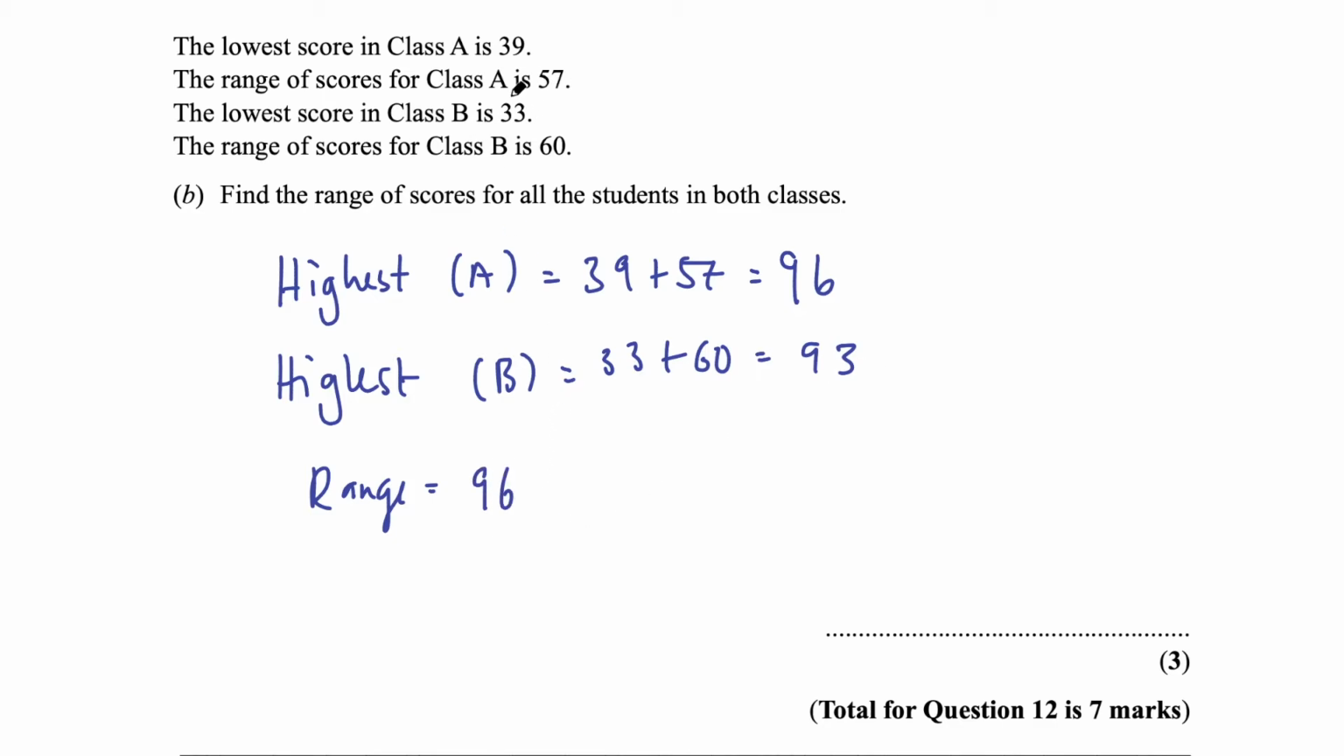Take the lowest, which was 33. That will give us the range for both. 96 take 33 is 63. So final answer there, 63 for 3 marks. Question 12 is a total of 7 marks.